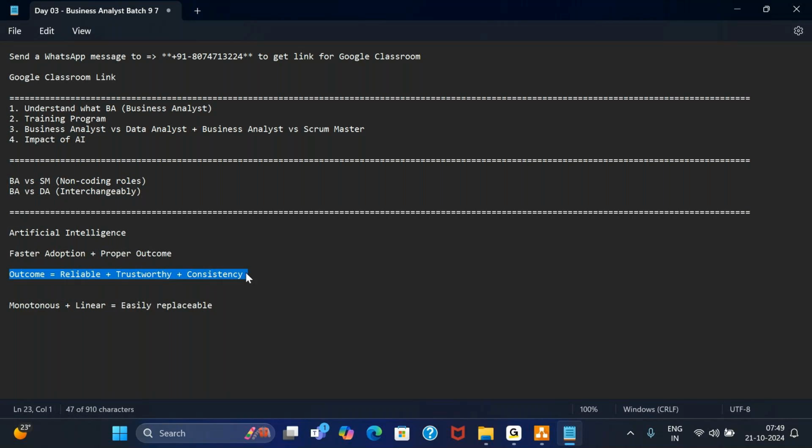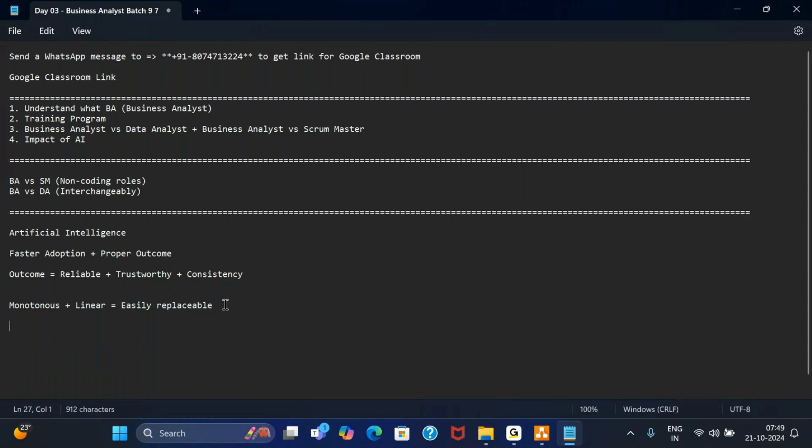Once it follows this path, then comes the second aspect of it: what kind of work you are doing. Okay. Something that is monotonous and linear is easily replaceable. Something that is more sophisticated, customized with every project, like what a business analyst does, the more difficult it is to be replaced by any kind of system. Okay. Now, does that mean that artificial intelligence is our enemy and that we should not be using it?